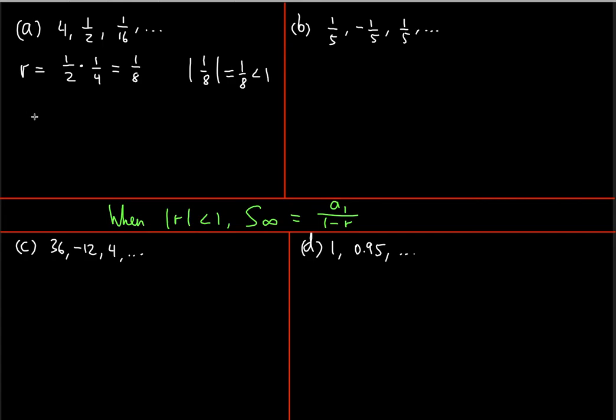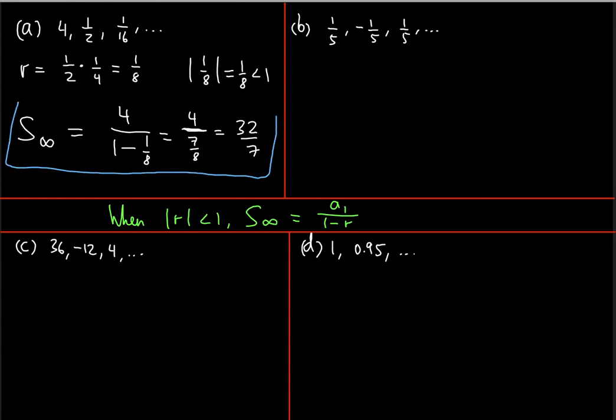So we can find the sum of all terms of this sequence. So it's going to be what? a1 is the first term, so that's going to be 4 divided by 1 minus the common ratio, which is 1/8. So this should give us what? 4 divided by 8/8 minus 1/8, which is 7/8. Of course, that means 8 will multiply to 4, so we get 32 sevenths. Okay, so the sum in this case is not undefined. It is going to be 32 sevenths.